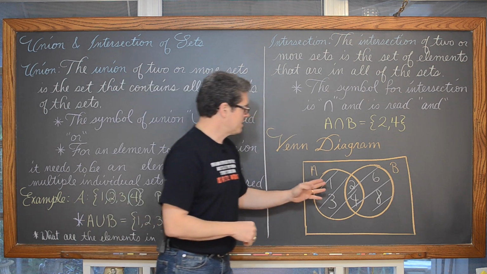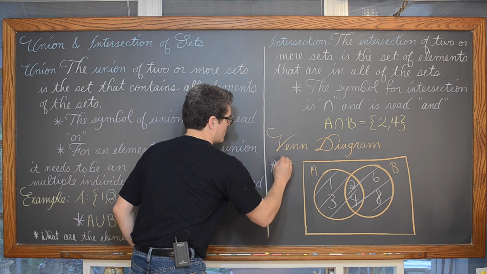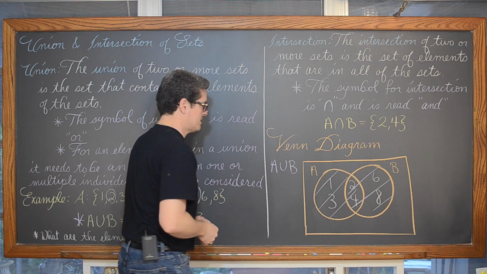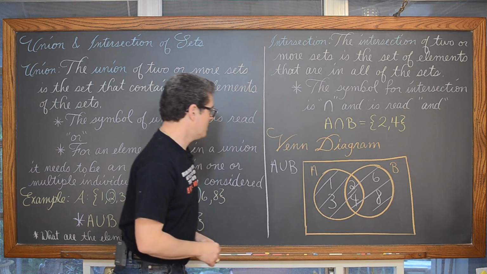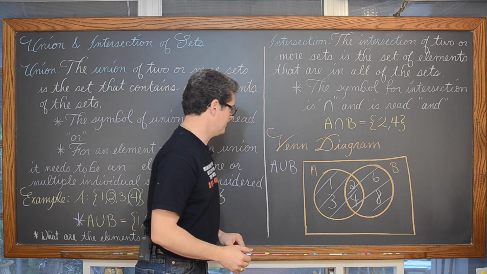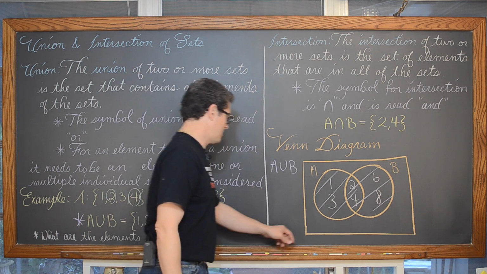And the portion of this Venn diagram that represents, let's see, a nice bright color, hopefully that will stand out. We'll do blue. Blue is actually probably too close to purple. How about green?